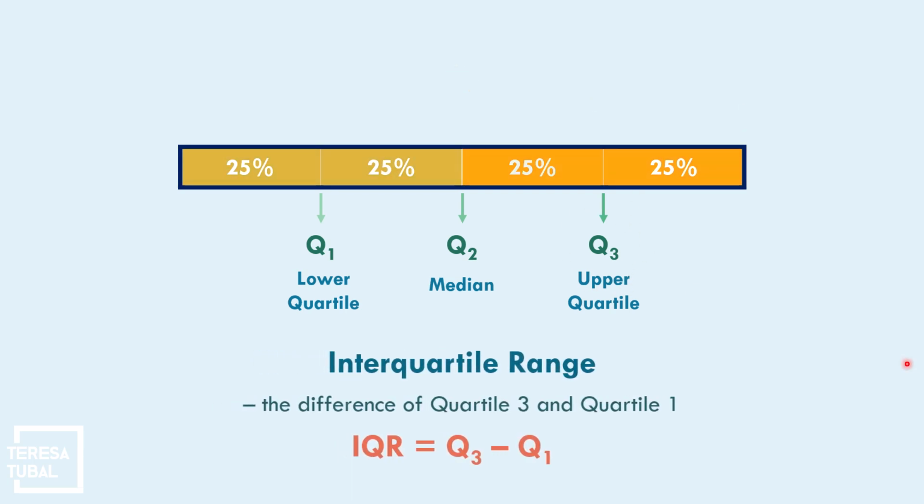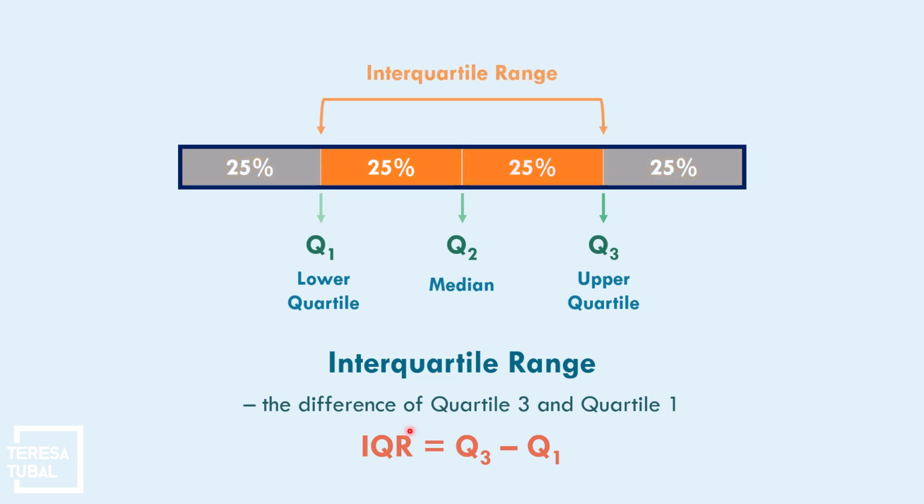What could be the formula to identify the interquartile range? That is the difference of quartile 3 and quartile 1. So the formula: Q sub 3 minus Q sub 1.